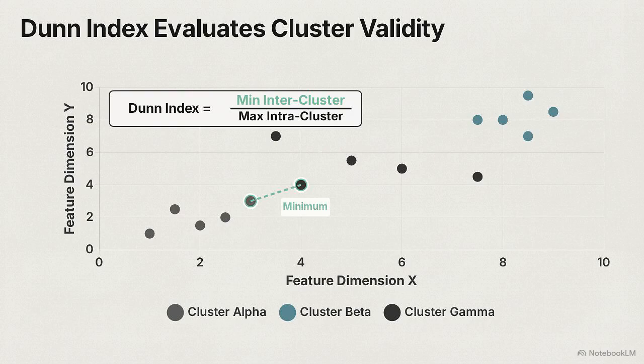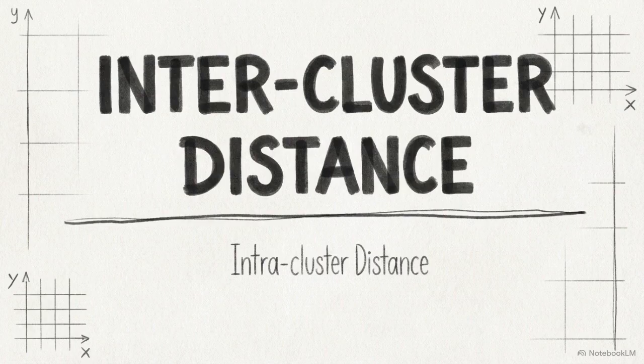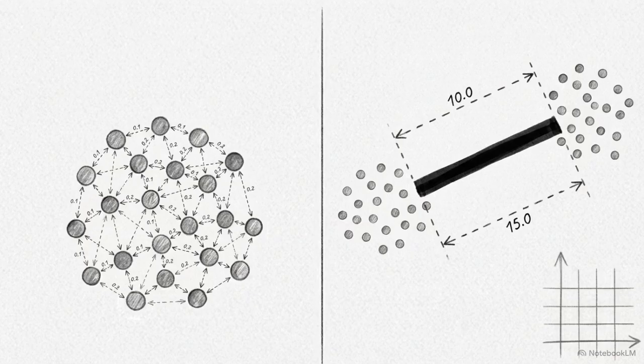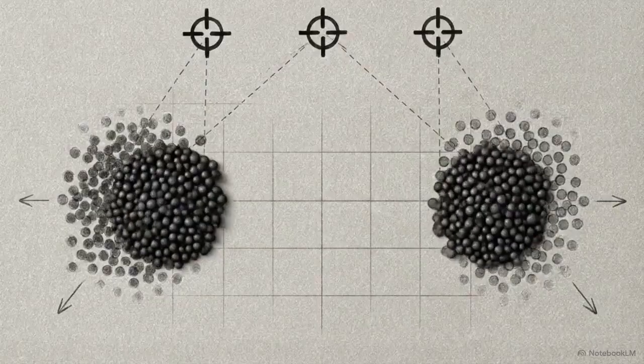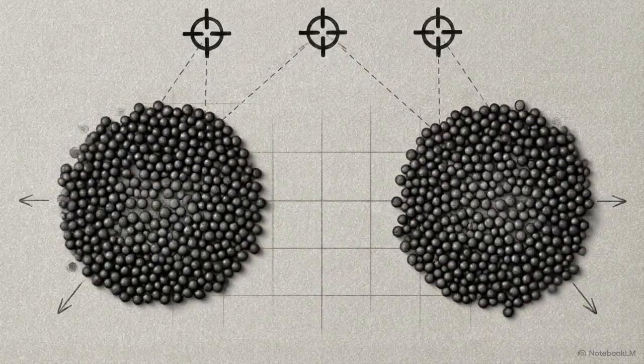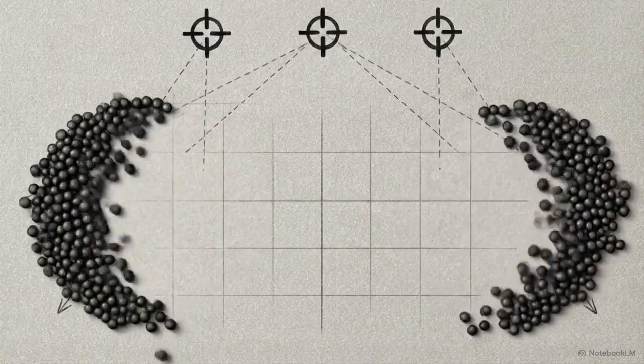The numerator is the minimum intercluster distance, the shortest geometric distance between 2 points in different clusters. The denominator is the maximum intracluster distance, the absolute longest distance between 2 points within the same cluster. The evaluation goal is straightforward: maximize the Dunn index ratio. A higher score guarantees that the clusters are tight internally but remain far apart externally. Validating a cluster model requires moving beyond inertia. You must optimize for maximum internal cohesion and maximum external separation simultaneously.